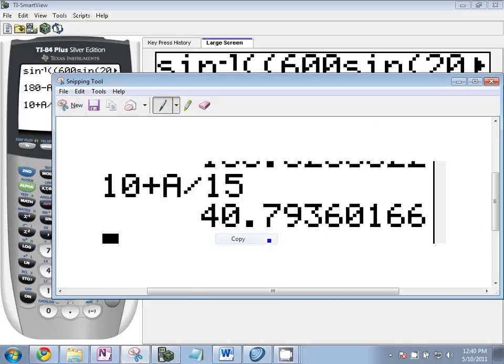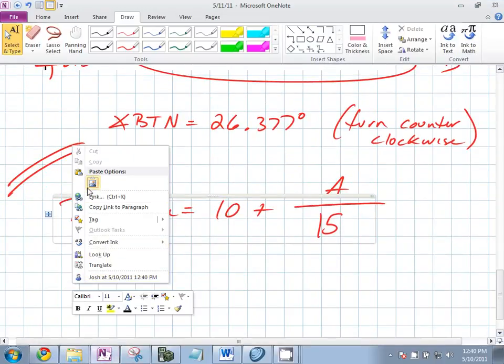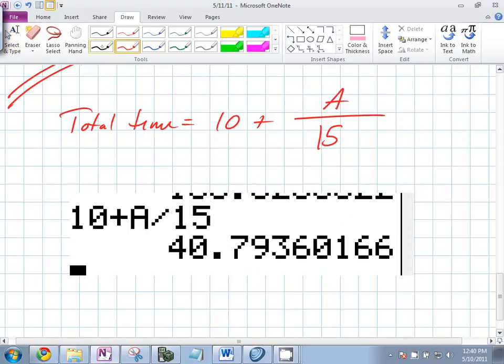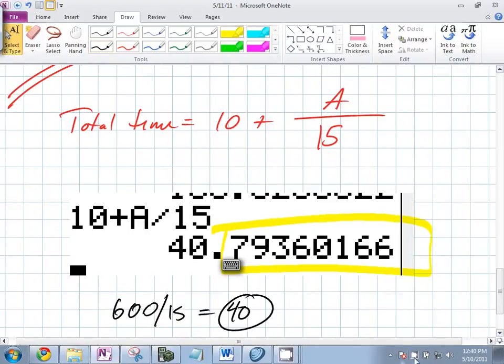40.79 hours. Now hold on one second. How long would the trip normally take? Well, how long was it straight line? 600 divided by 15 is 40. So it takes an extra, how long? 0.793 hours.